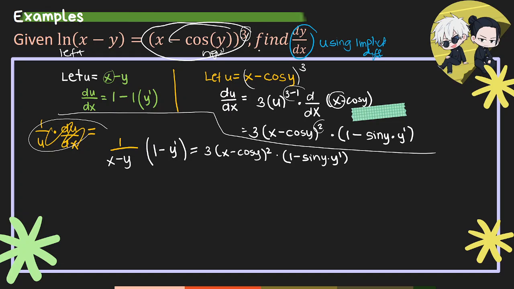Ay, what's the derivative of cosine? Negative sign? Negative sign. So, plus 2. Kasi minus 2 eh. Eh, kung derivative niya yung negative sign, so plus yan. Okay?